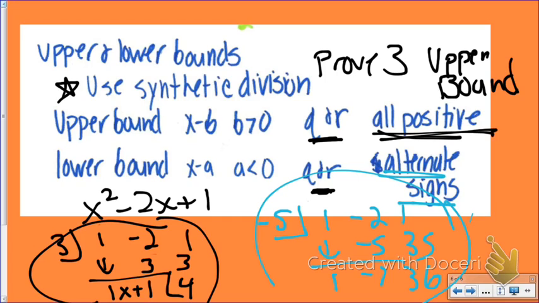And I know that's a lot, guys. Just remember, the majority of this is just using synthetic division. So if you're not sure what a specific theorem is, remember, you don't have to know the theorem, just understand how to apply them. And that is it.